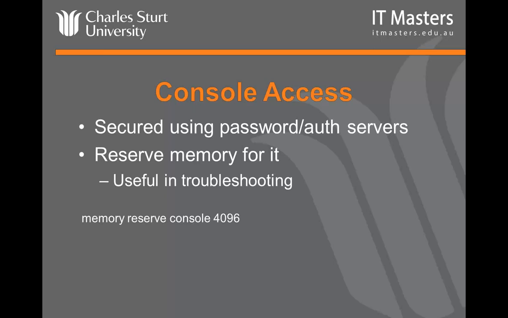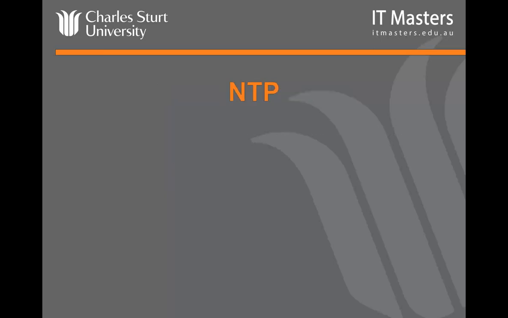Just a question on a reasonable time to set on your consoles and VTYs. Usually 5 minutes, so that would be exec-timeout 5 0, so it's minutes, seconds. Generally about 5 minutes is probably what I do. Anything less than that is painful if you happen to be on multiple tasks at one time, which of course as networking professionals we all are. Anything longer than that, maybe 10 minutes at a pinch, but I wouldn't go any more than that.